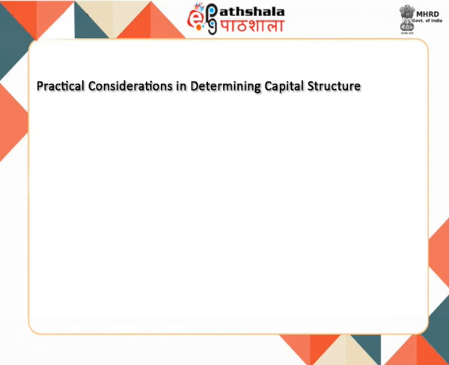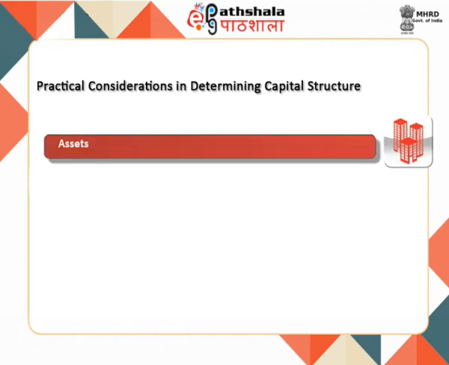In addition to EBIT-EPS analysis, valuation and cash flow analysis, there are some other practical considerations which the firm needs to consider while deciding about its capital structure. Forms of assets play an important role in the capital structure. Tangible fixed assets serve as collateral security for debt. Companies with higher intangible assets have a higher cost of financial distress.